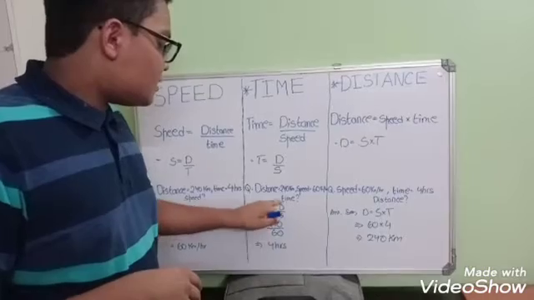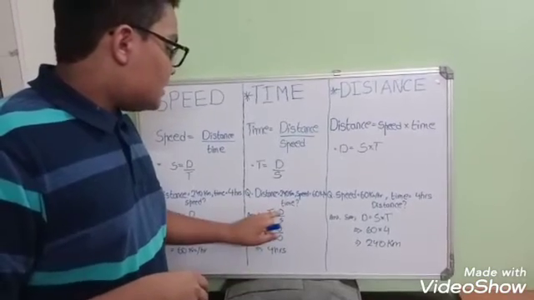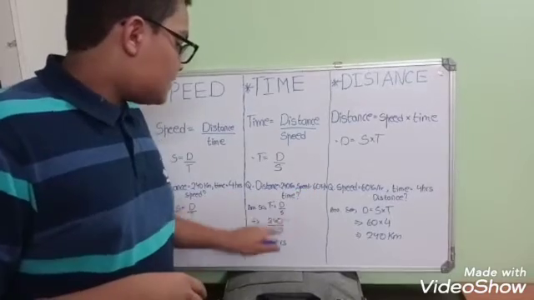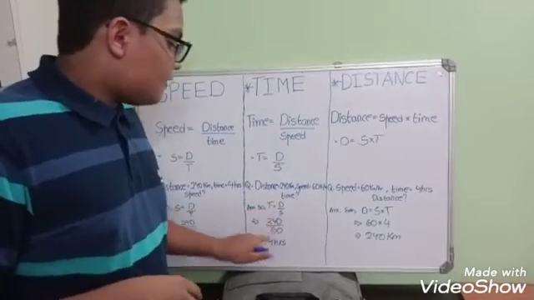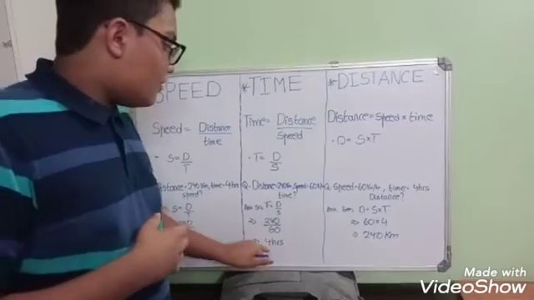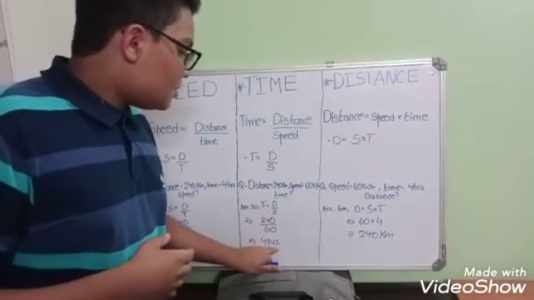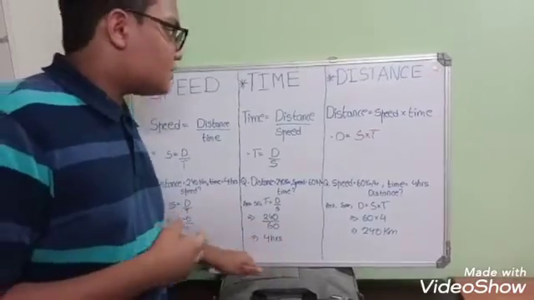So we know that t is equal to d by s. The distance is 240 km and the speed is 60 km per hour. When we divide this, we will get 4 hours. And as the speed is mentioned in hours, the unit of time will also be hours.